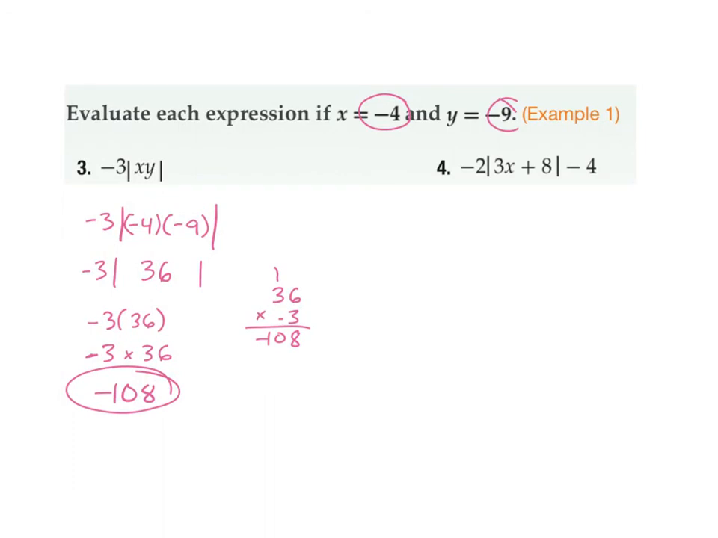All right, for number 4, we do the same thing. We need to plug in our x here. So we have -2, the absolute value of 3 times -4 plus 8, minus 4. So we treat these absolute value signs as if it was parentheses, and we still have to follow PEMDAS.